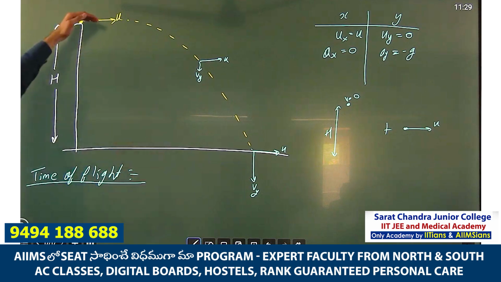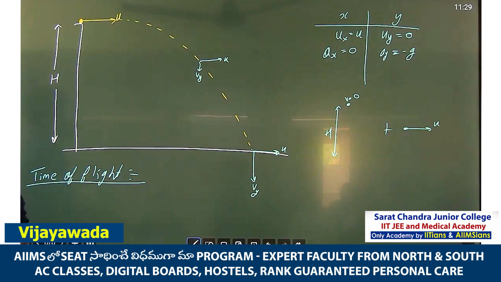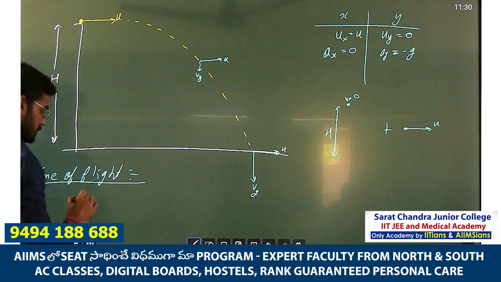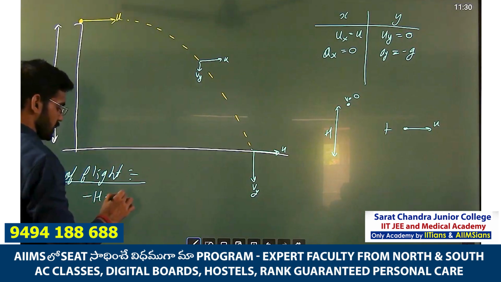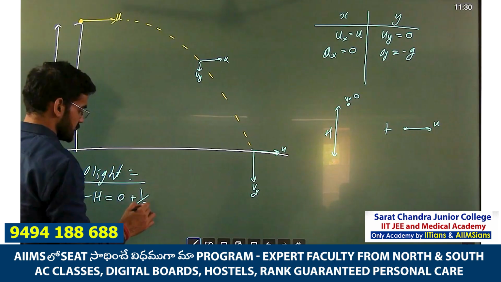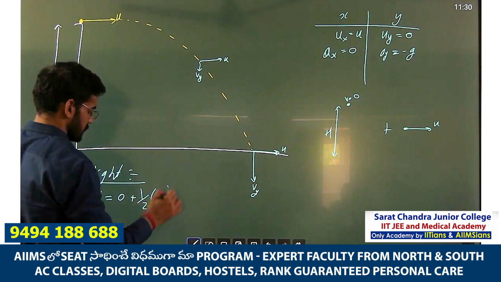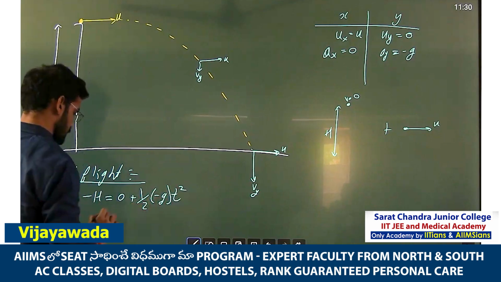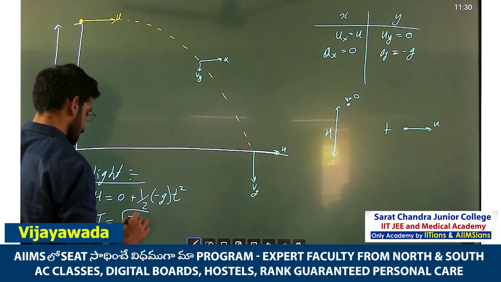So what is the displacement? Minus h. And initial velocity is 0 in the vertical, and acceleration is minus g. Can we solve for time? Which equation? S equals ut plus half at square. Displacement minus h equals 0 plus half into acceleration minus g into t square. T came as under root 2h by g.